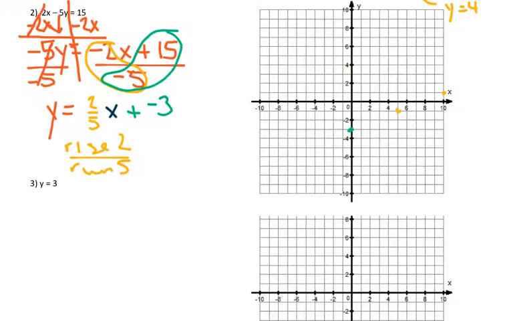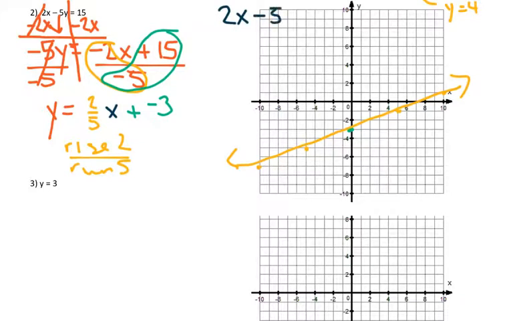I want to go in the other direction as well, so I'm going to go down 2 and left 5, down 2 and left 5. I've covered all of my grid, so I grab a straight edge and I connect the dots. And there's my line. Now I'm going to go ahead and show you how to find the x and y intercepts again.